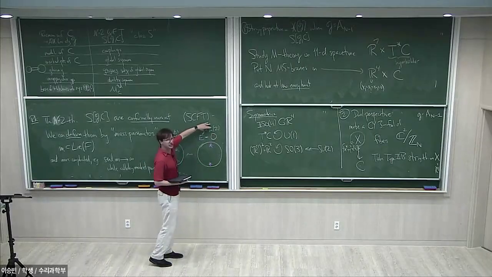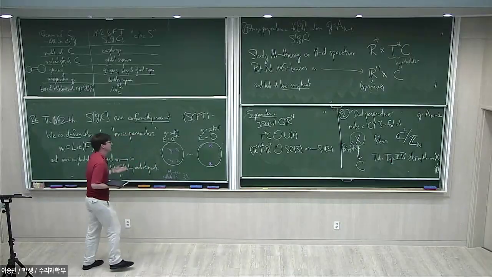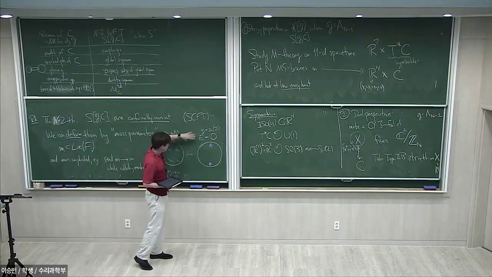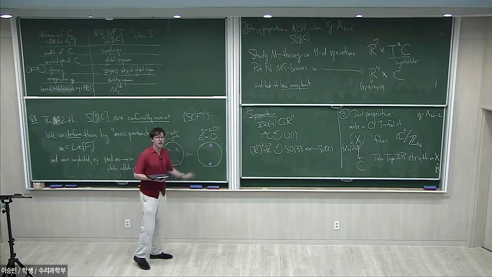So this is the simplest one. This is the one that was originally studied by Seiberg and Witten. So it'll be a useful example for us. So I just want to say that that one we can also realize in class S, but by this slightly more complicated construction.